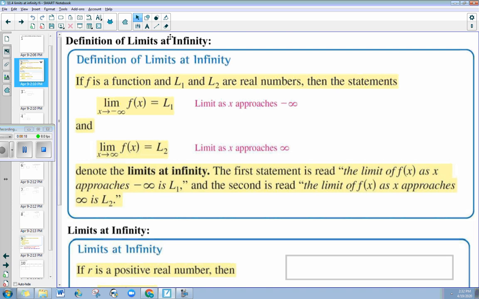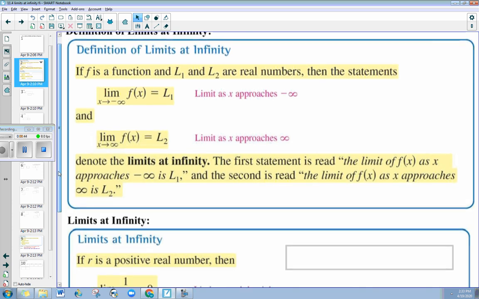Definition of limits at infinity, right? The definition of limits at infinity is: if f is a function and L sub 1 and L sub 2 are real numbers, then the statement limit as x goes to negative infinity of f of x equals L sub 1 would be a way to write the limit as x approaches negative infinity, and similarly limit as x goes to infinity of f of x equals L sub 2 would be how we would write the limit as x approaches positive infinity. Now these denote the limit at infinity.